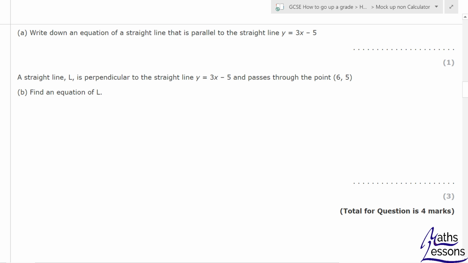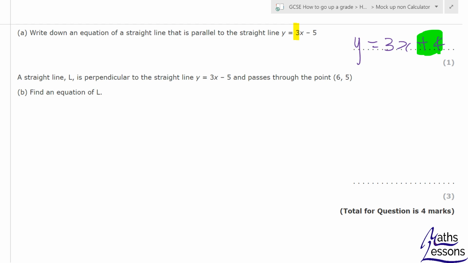Okay, so let's write down an equation of a line that's parallel to the line y equals 3x. The key thing is the 3. That gives us the gradient. Parallel to that, the gradients must be the same. So anything of the form y equals 3x plus anything else, it doesn't really matter. You can use 4, 5, 6, minus 23, minus 2.3, pi, anything you like where the plus something is. As long as you've got y equals 3x plus something.